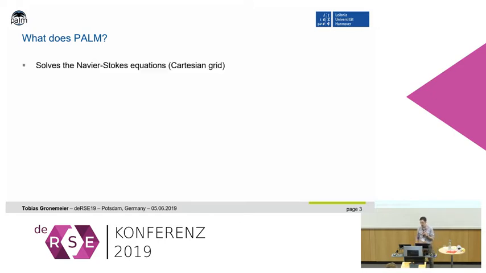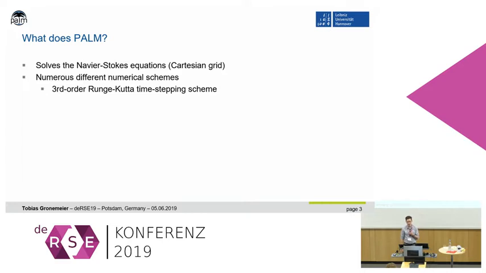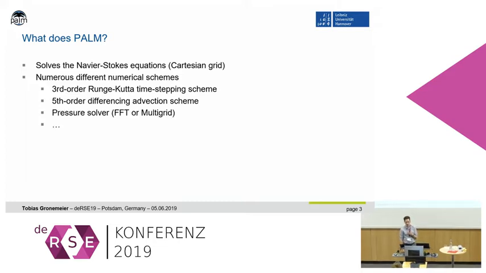Within the base of the code, we solve the Navier-Stokes equations, which I think every CFD code does, and we solve them on a Cartesian grid. And within the code we have numerous different numerical schemes. For example, we use a third-order Runge-Kutta time-stepping scheme. We use fifth-order differencing advection schemes. We have a pressure solver. We have even different pressure solvers, an FFT solver and a multigrid solver. And we also use a lot of other numerical codes and schemes.